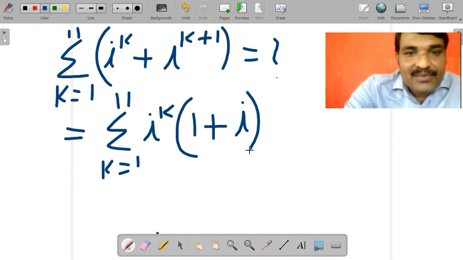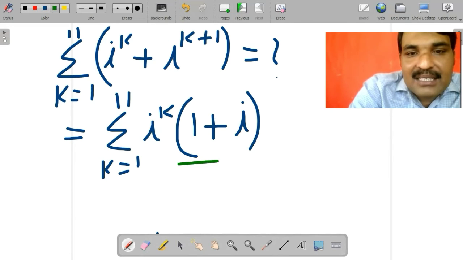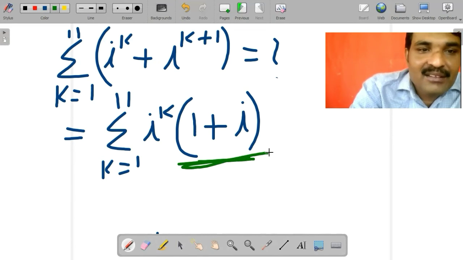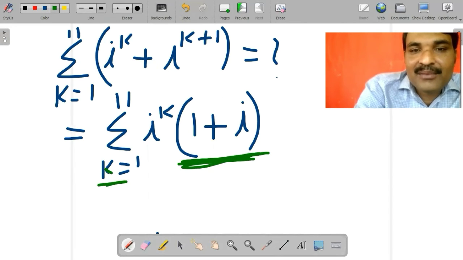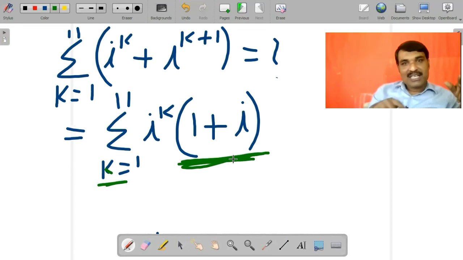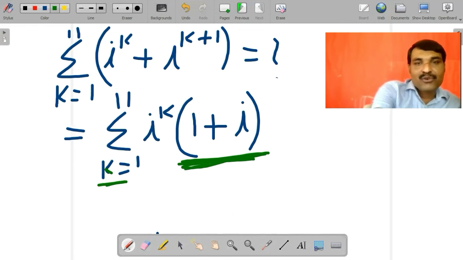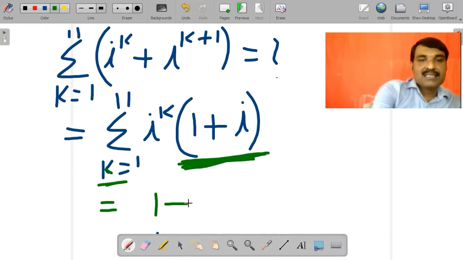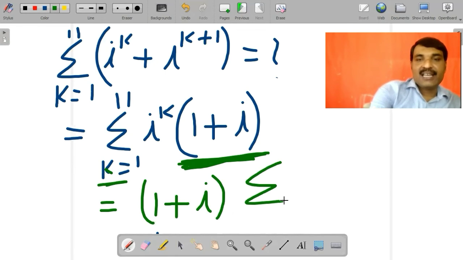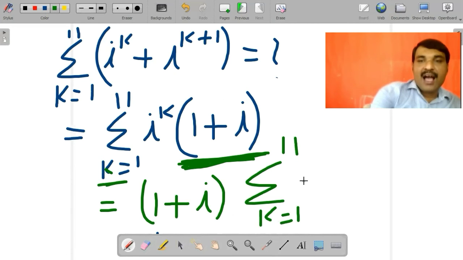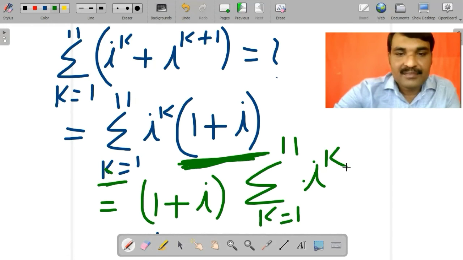Right. Now look here. This 1 plus iota. There is no k here. The summation depends only on k. So this term is free from k. So that can be taken outside of the summation. So we can write this is equal to 1 plus iota, right, multiplied by summation k varies from 1 to 11 iota raised to k. Okay.